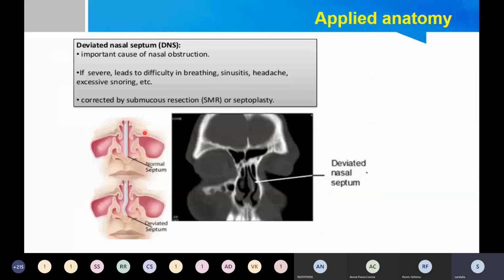This is the normal nasal septum. If you can observe here, there is a deviation onto this side. It can be examined or investigated on X-rays or CT scan too. It should be corrected by a submucosal resection or septoplasty. The procedures which correct the deviated nasal septum are these two, that is submucosal resection and septoplasty.